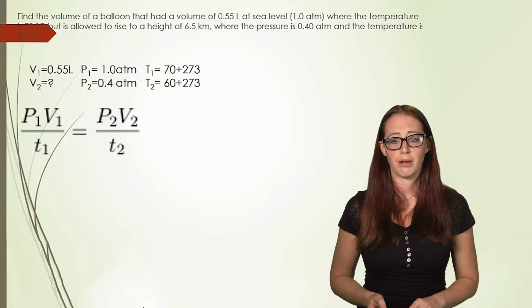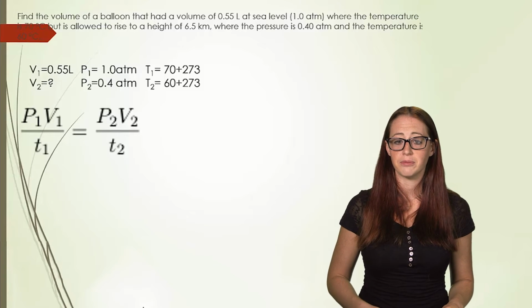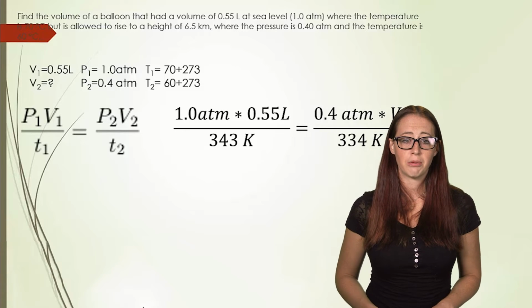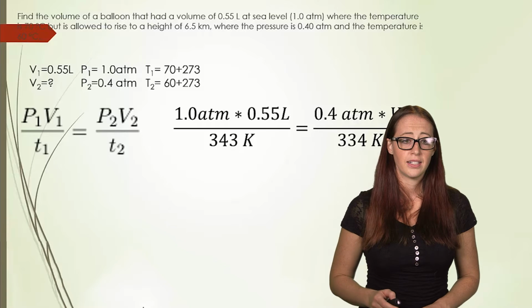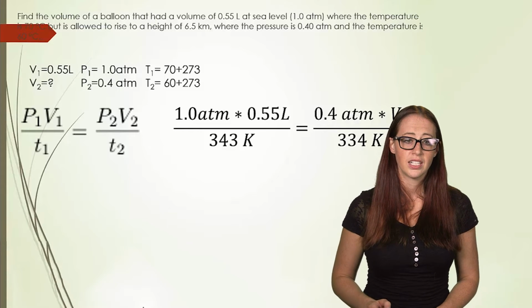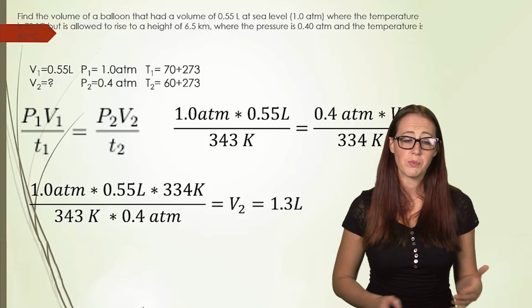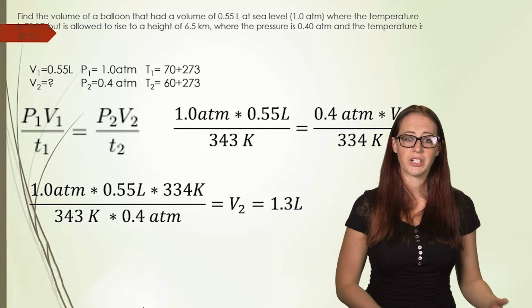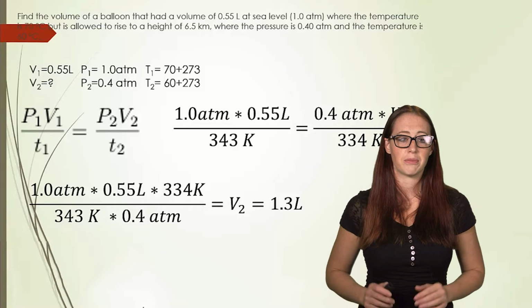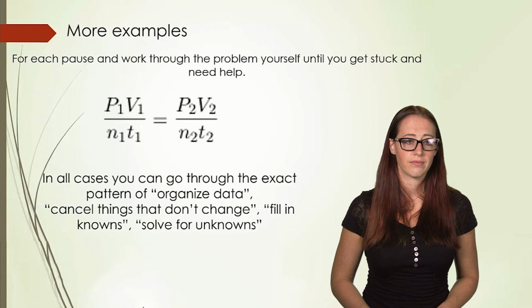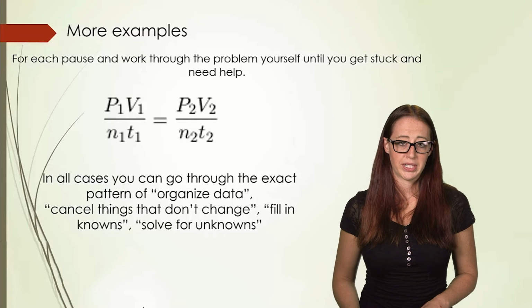Now let's finish up this problem by rearranging and solving for volume. We put our values in straight from our table. We leave our atmospheres and liters as is. We change our temperature. From here, we can solve for V2. You are, of course, welcome to do the arrangement before you fill in or after, whatever makes you happy. Now let's do more examples.